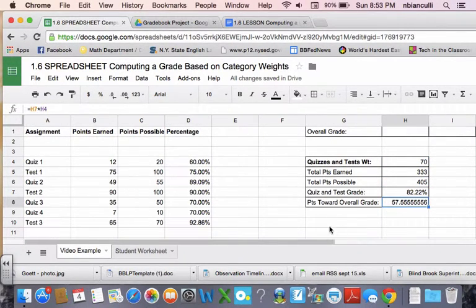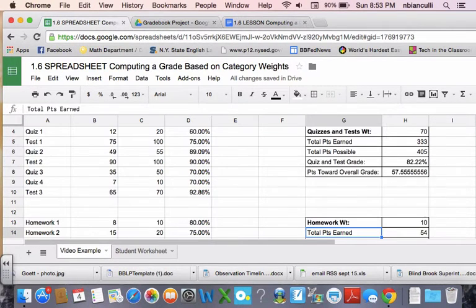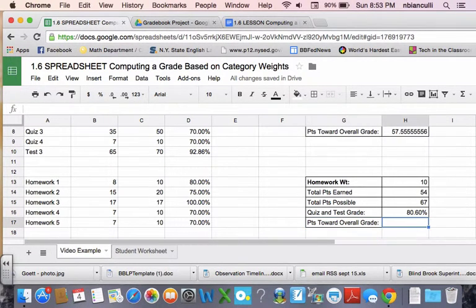Okay? And I'm going to do the same thing with the other categories. For my homework, I can earn 10 points. So I'm going to say I earned 80.60% times the 10 possible points. I've earned roughly 80% of the 10 points. And I get 8.0597 points out of 10. So I've earned about 80% of the points that I could earn for that category.